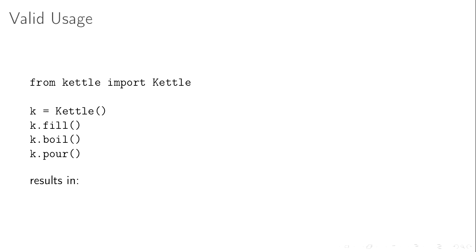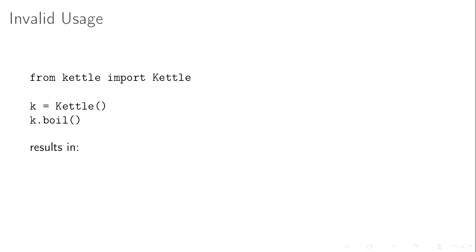So now that we've implemented our very simple kettle, this is how we'd use it. As on the box, it is a plain Python object. So we instantiate our kettle, we fill it, we boil it, we pour it, and when we run that, no errors. So that state, those transitions that we've done in our state machine are valid according to our model.